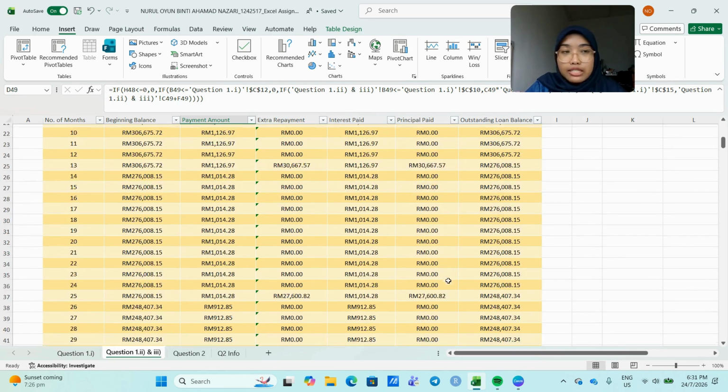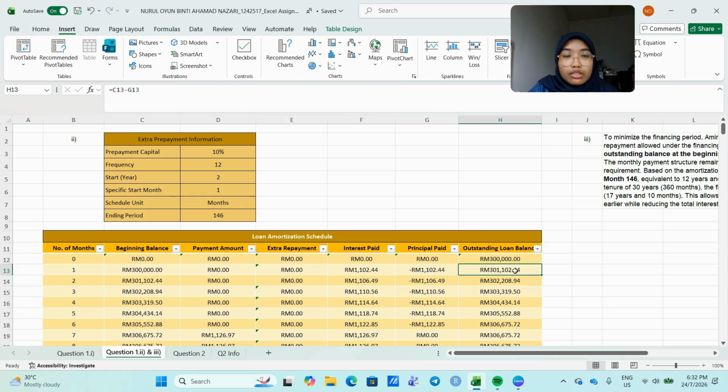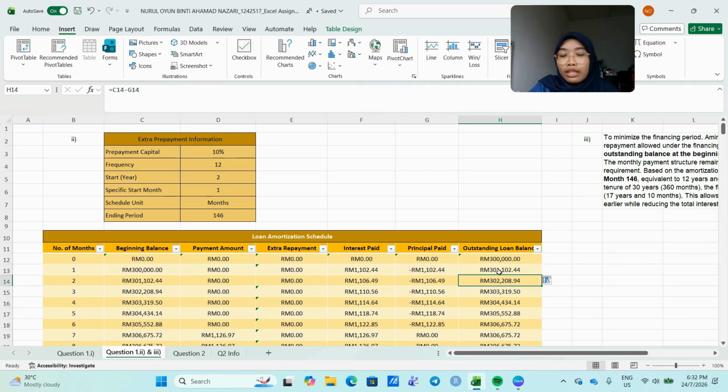And the last one is outstanding balance. So finally, this column shows the exact remaining debt owed at the end of each month. It is calculated using the formula: the beginning balance minus the principal paid. And I drag down until the 360 months.